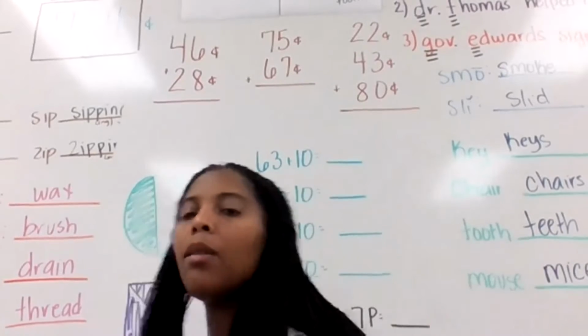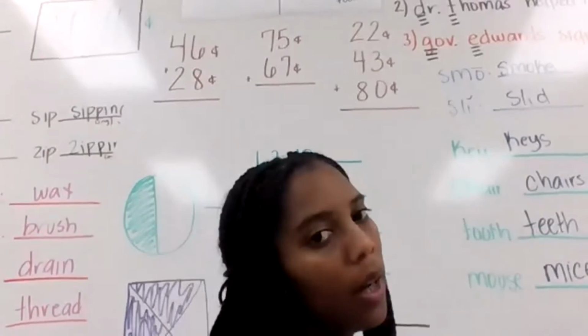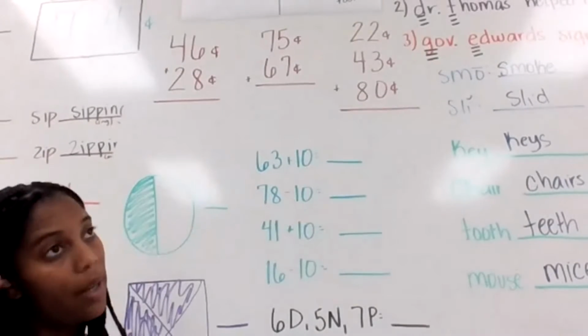All right, let's work this one out. So I have 46 cents plus 28 cents. Anybody want to walk us through this one? How do we add it up? Okay, go ahead, Brian.